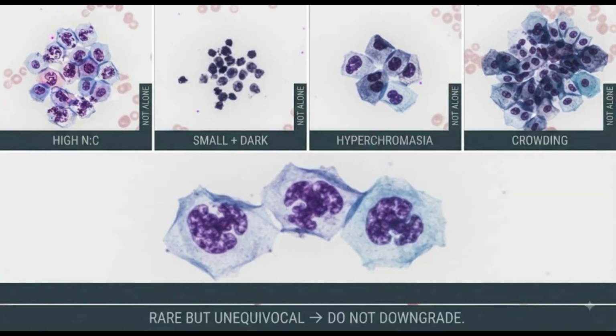Several shortcuts must be avoided. A high N:C ratio alone does not establish HSIL. Small dark cells alone do not establish HSIL. Hyperchromasia alone does not establish HSIL. Cellular crowding alone does not establish HSIL. Conversely, rare cells should not automatically be downgraded when their morphology is unequivocally high-grade.